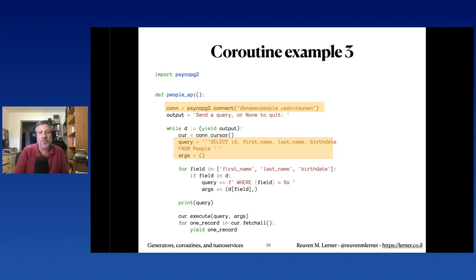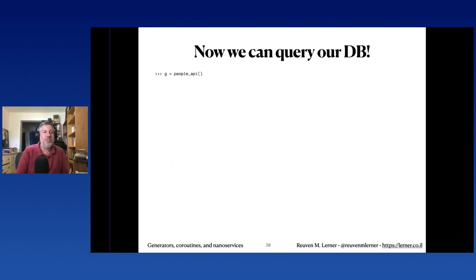It's like an object relational mapper, an ORM, where this is going to get a dictionary from the caller. And that dictionary is going to allow us to sort through the results so that we only get a few results at a time. And then we're going to iterate over all these and return them. Let me give you an example of how this will work. So I'm going to say g equals people API. So I'm starting up my coroutine. And I say next to prime it.